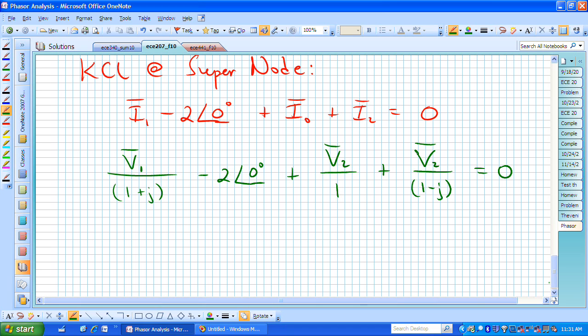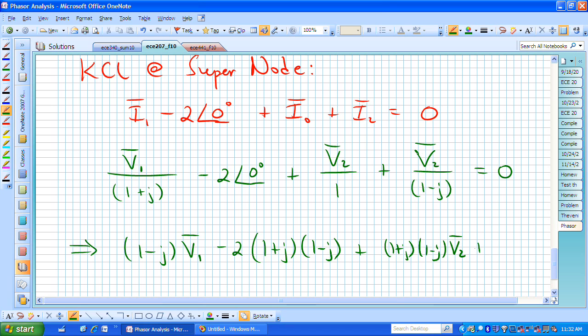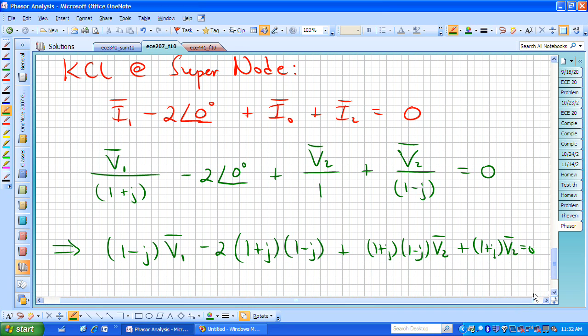Suppose that we try to clear fractions by multiplying by a common multiple, which is 1 plus j and 1 minus j. That'll get rid of all of the denominator terms. Doing that then says that we have 1 minus j times V1 minus 2, I'm going to drop the angle, 1 plus j, 1 minus j, plus 1 plus j, 1 minus j times V2, plus 1 plus j times V2, and all of that is equal to 0.